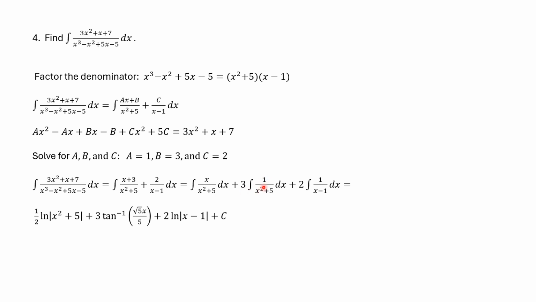3 times the integral of 1 over x squared plus 5 is a little different. This is an arctangent. And if you look up arctangent in your table, you can find you're getting 3 arctangent of x over the square root of 5, or square root of 5x over 5. This is simply a natural log, so plus 2 times the natural log of x minus 1 plus c.